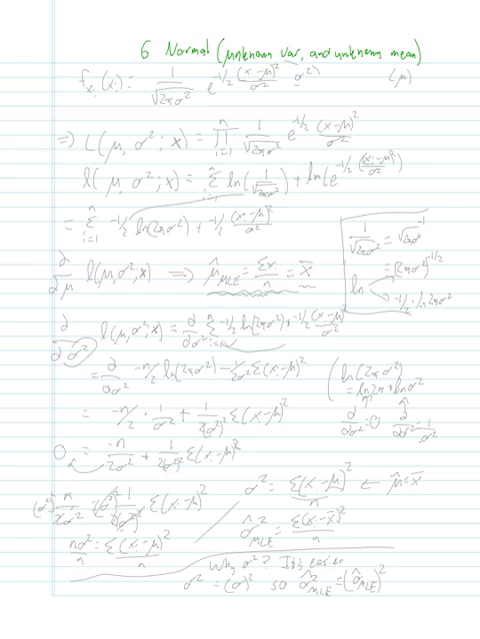So again, the PDF of a normal distribution is going to be 1 over square root 2 pi sigma squared e to negative 1/2 xi minus mu squared over sigma squared, right?